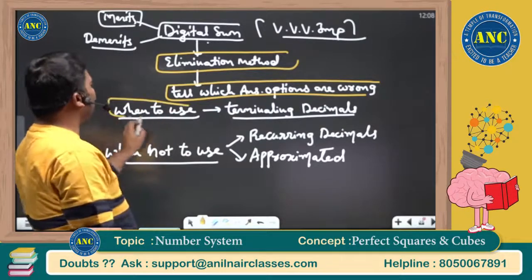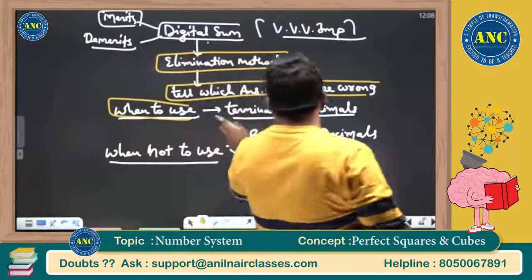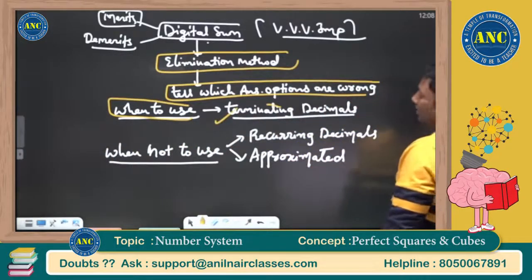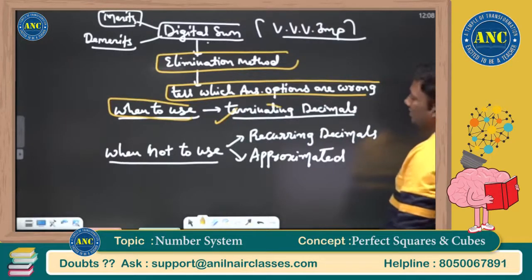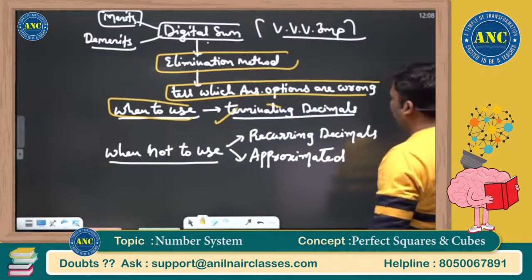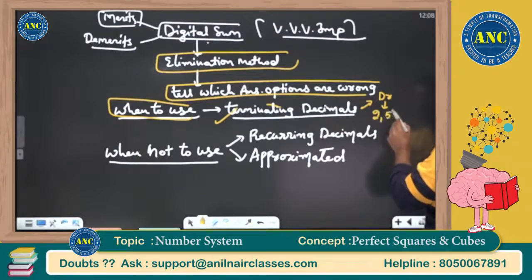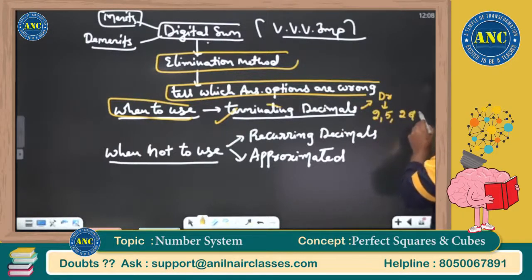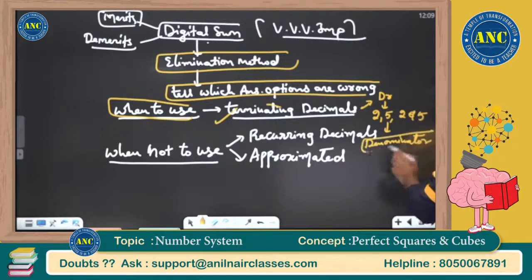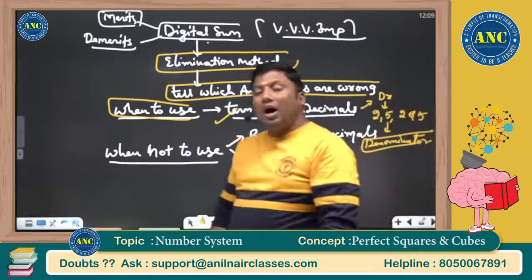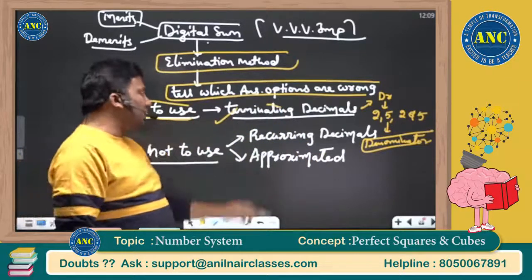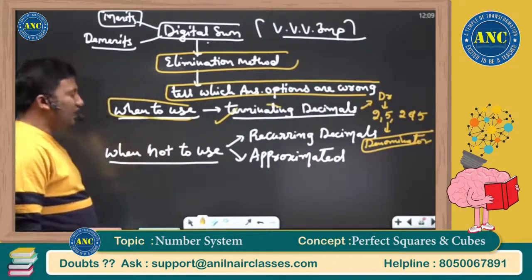When to use the digital sum? Digital sum is used for all the values when it is a terminating decimal. Now please make a note of it. What is a terminating decimal? The denominator can take powers of 2 or 5, or 2 and 5. Only if you can express the denominator as a power of 2, a power of 5, or a power of 2 and 5, it will result in a terminating decimal. Otherwise, it is a recurring decimal.